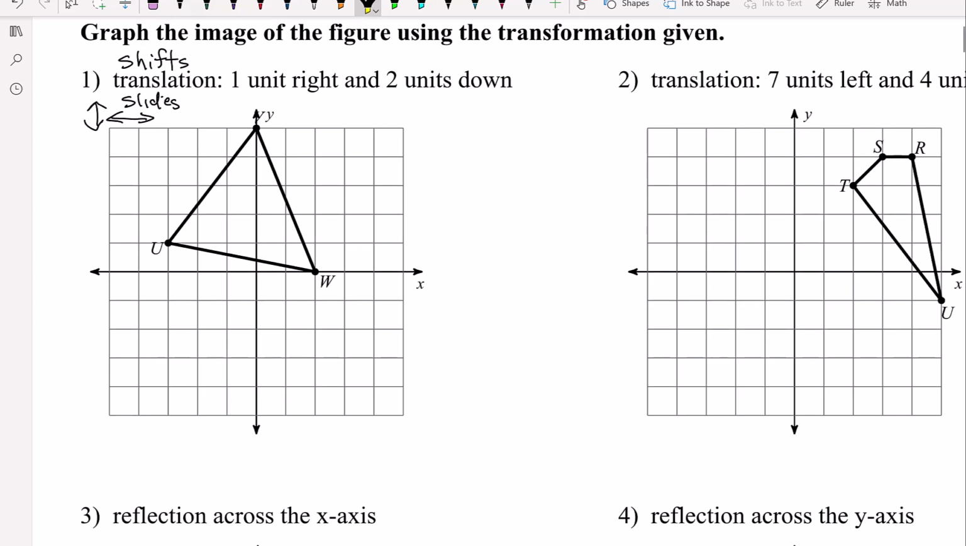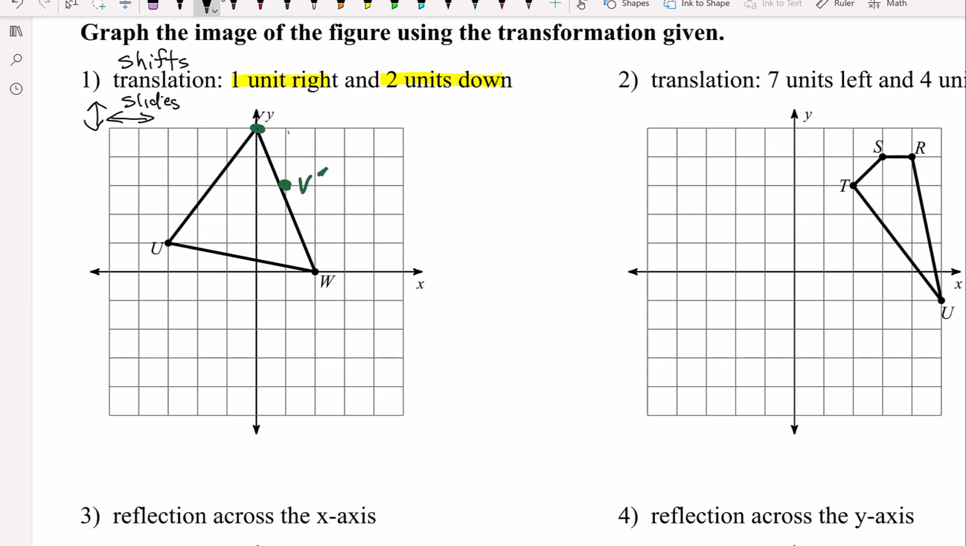So notice this says that we're going to move 1 unit to the right, 2 units down. What you could do is have a student put their pencil here, go over 1 unit right, 2 units down, and then this would be marked as, what letter is that up there? Looks like that's a V. V prime. Prime is what you mark the transformation. So the original ones just get the letters, but once they move, they get the prime.